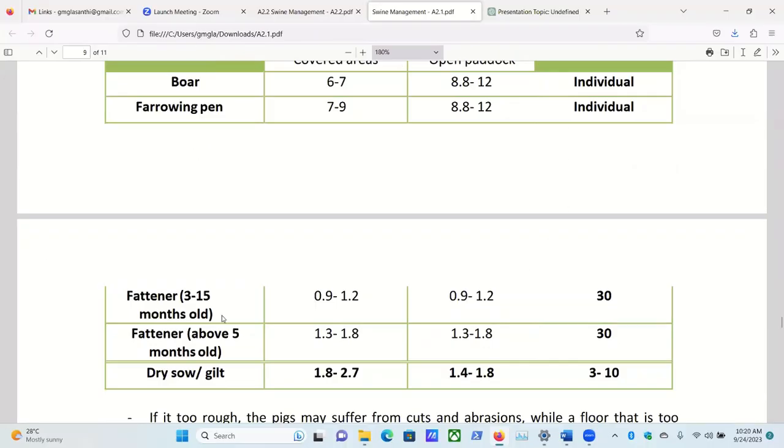Likewise, there is a specific space requirement for each and every animal in different systems. You can have a look once I send these slides.